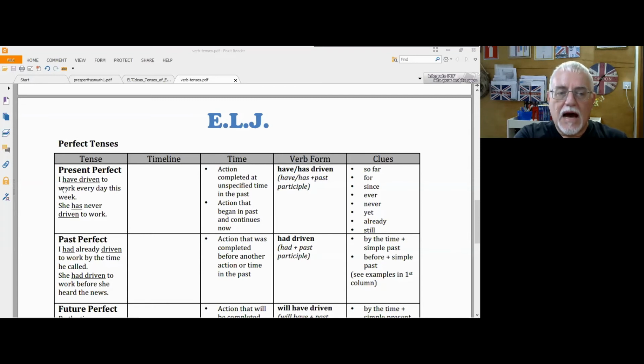So I have driven to work every day this week. I have driven, okay? The way we form the present perfect tense is with the verb have or has. Remember, because it's a perfect tense, okay, and it's a present, we need to use has with he, she, or it, okay? So we can see in the sentence here, she has never driven to work, okay?